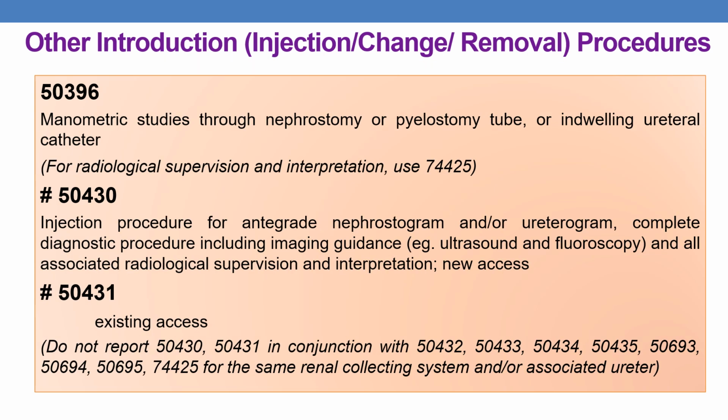The next CPT is 50396. Manometric studies through nephrostomy or pyelostomy tube or indwelling urethral catheter. And for radiological supervision and interpretation, you need to use 74425.